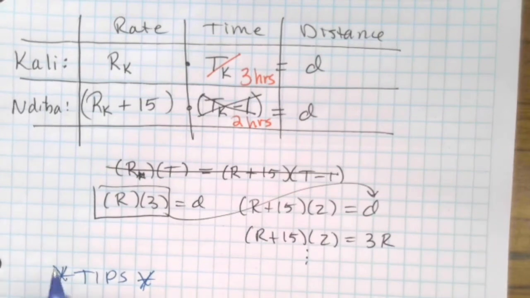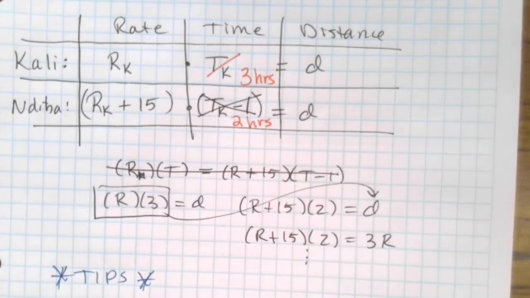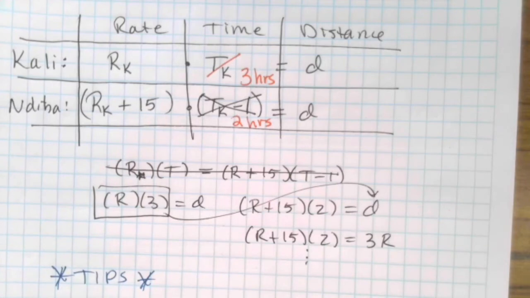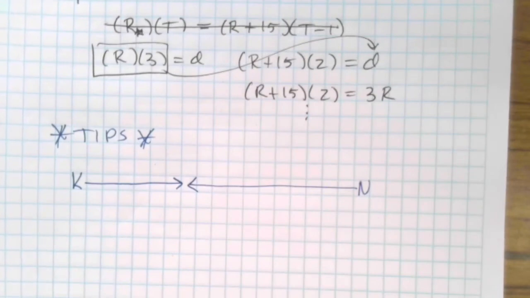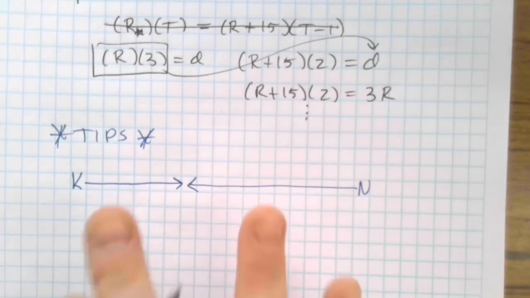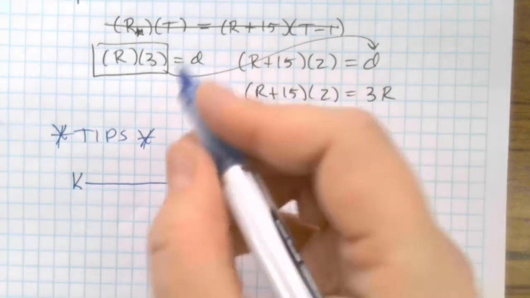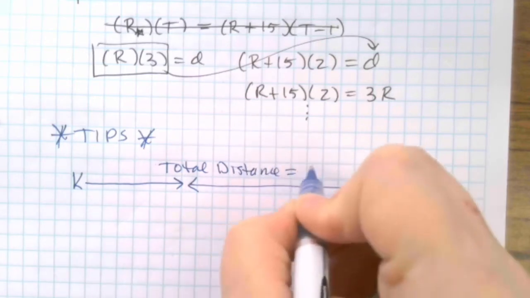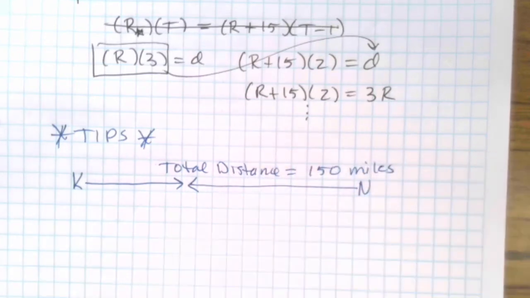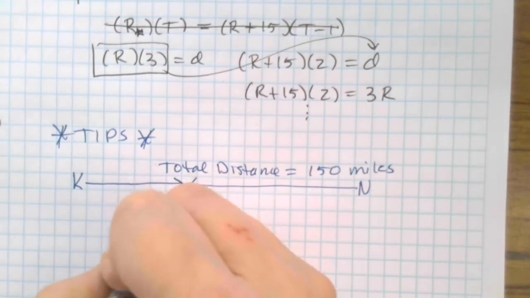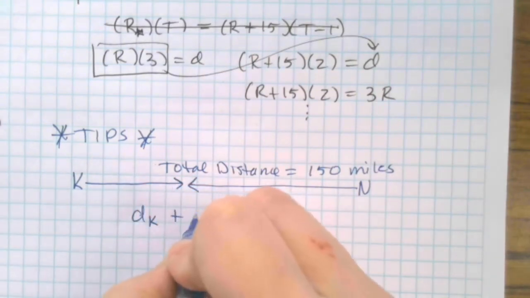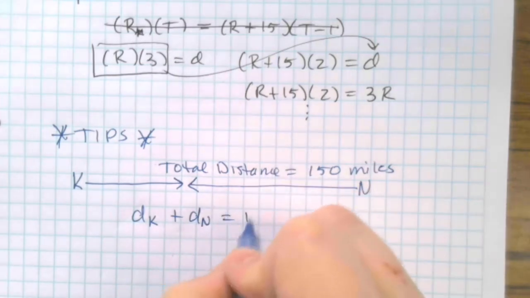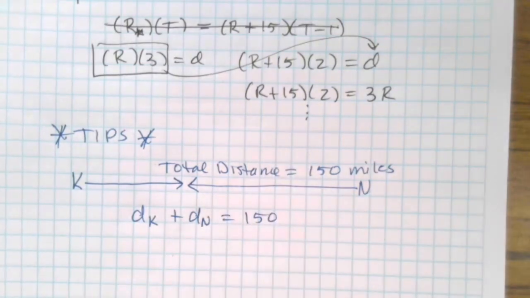If you have them meeting up, let's say that Kali goes this far and Nadiba goes this far, and they meet up. If they meet up, they didn't travel the same distance because one traveled faster than the other. So you can't say that their distances are equal. You can say, though, that their distances add up to a total distance if they give it to you, like 150 miles. So what you can do is have Kali's distance plus Nadiba's distance equal 150, and that will give you something to substitute into the chart.